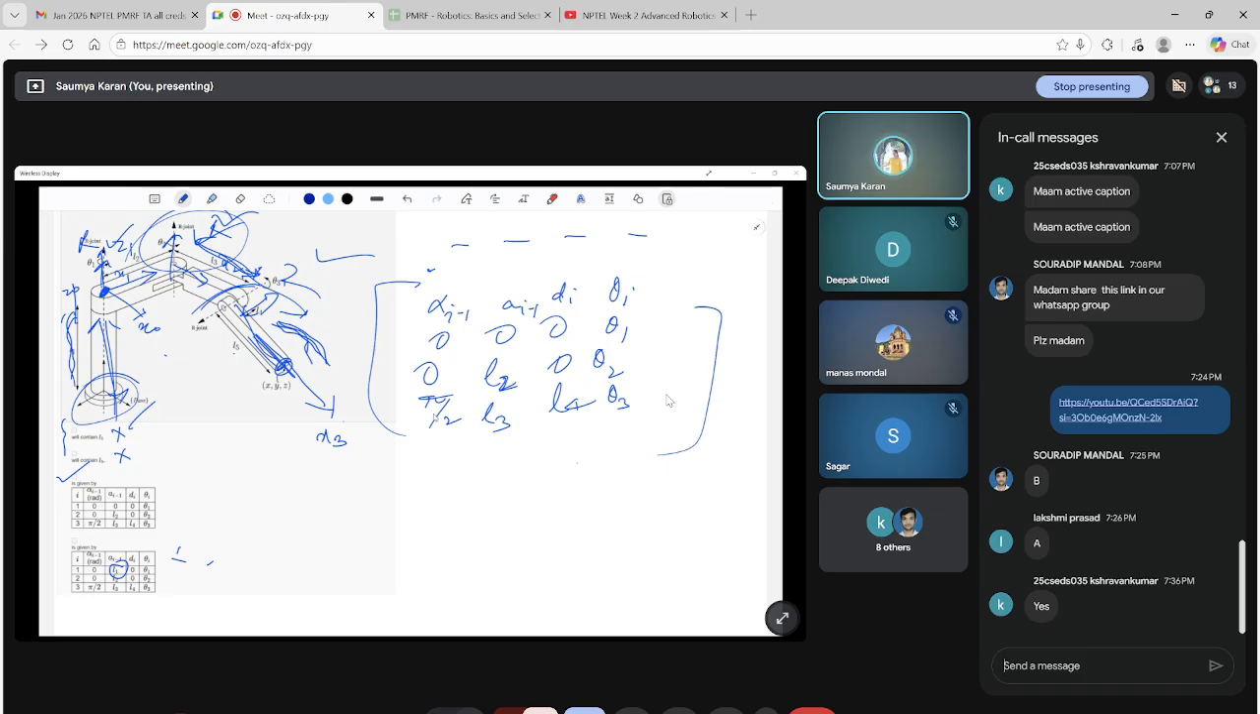All right. Any confusion with this DH parameter? I can clarify it. Please let me know. No confusion?